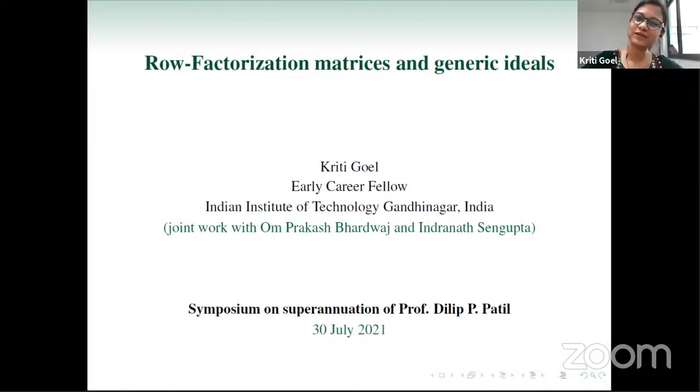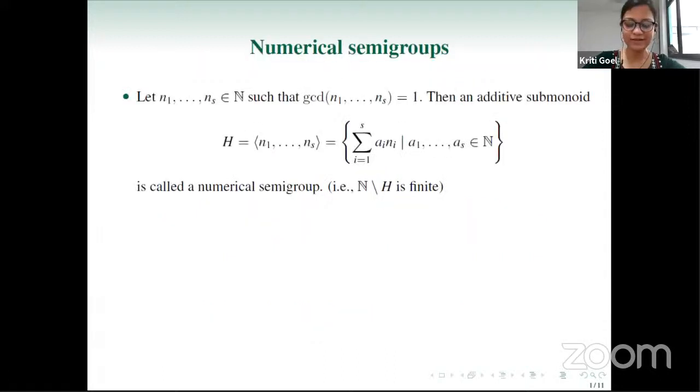So today I'll be talking about row factorization matrices and generic ideals. This is joint work with Om Prakash Bhardwaj and Indranath Sengupta. Of course, I'll be talking about numerical semigroups, which was a well-discussed topic yesterday, thanks to the talks of Professor Herzog and Professor Sengupta. So today I'll take the liberty of picking up a few definitions which I wish to recall. Just for today's lecture, I will not dig deep into the essence of numerical semigroups, but just touch upon a few definitions which I will need.